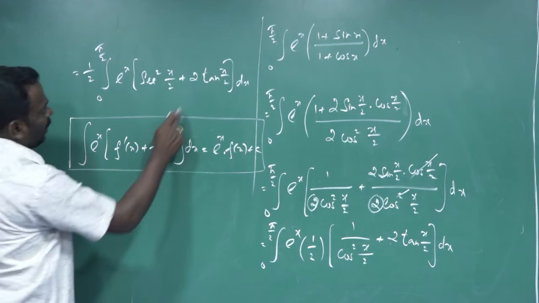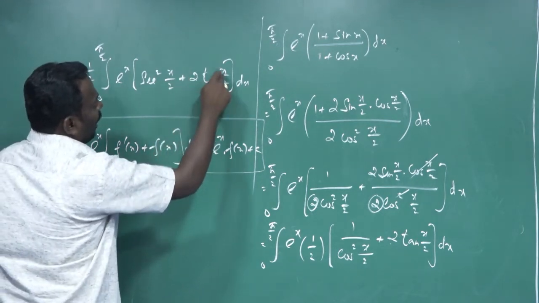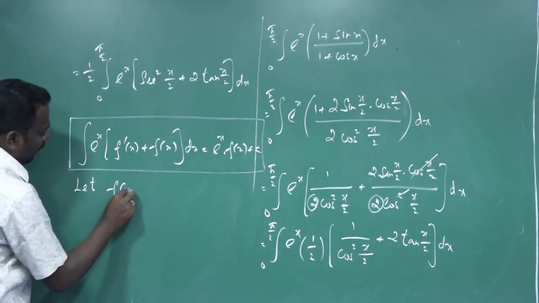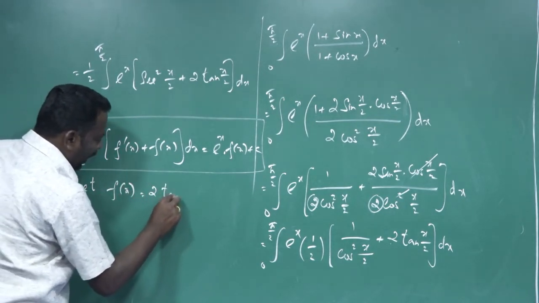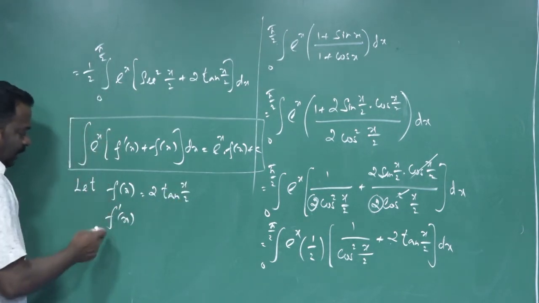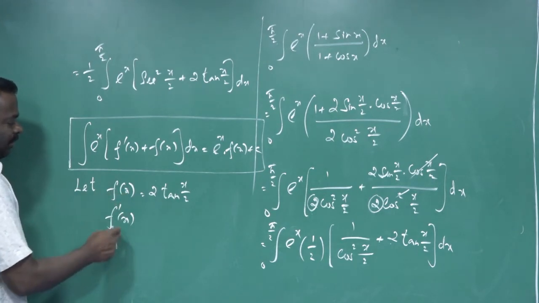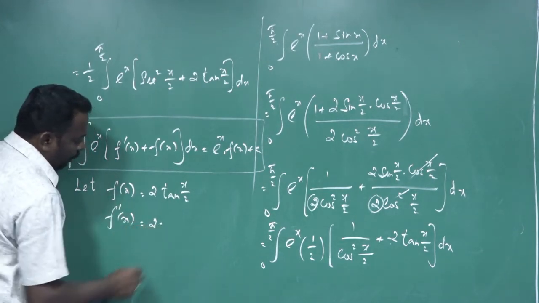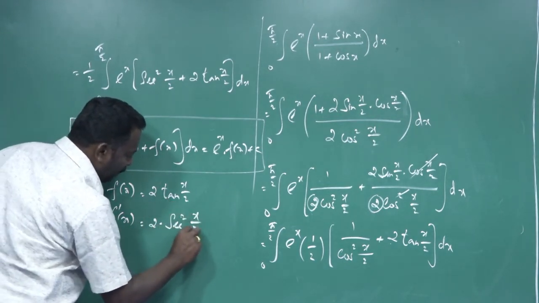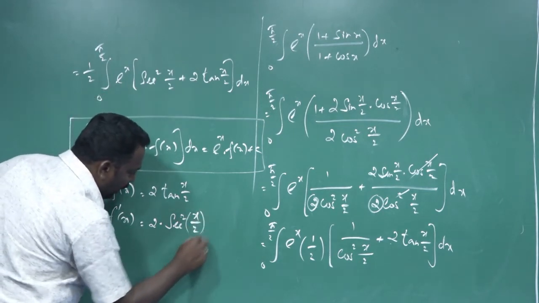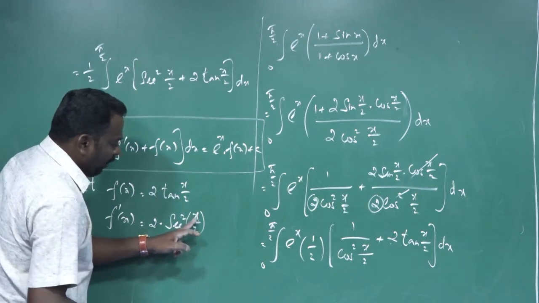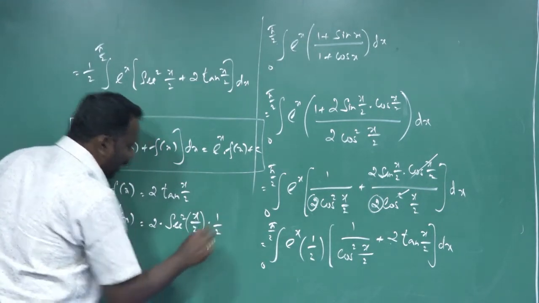Now what is f(x) here? Consider f(x) equal to 2 tan(x/2). Now differentiate: f'(x) is the derivative of f(x). The differentiation of tan becomes sec², so sec²(x/2). Again we have to differentiate the term x/2, which is 1/2, since x differentiated with respect to x is 1. Therefore, into 1/2.